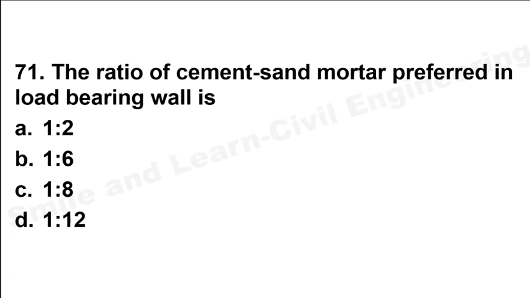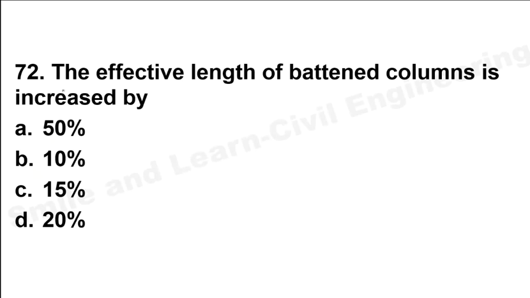Question number 71. Ratio of cement sand mortar preferred in load bearing walls. So the ratio of cement sand mortar of 1:6 is preferred in the load bearing wall. Effective length of battened column is increased by 10%. Option B is the correct answer.